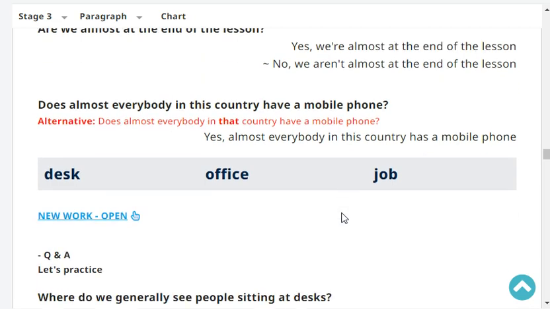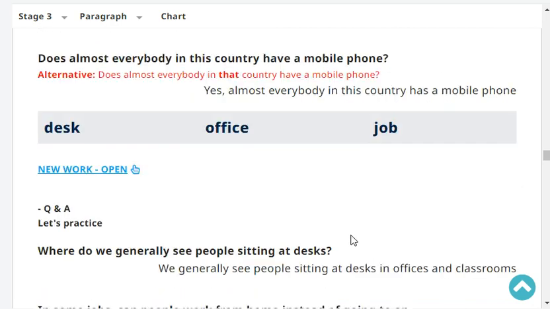Does almost everybody in your country have a mobile phone? Yes. Almost everybody in my country has a mobile phone. Very good.